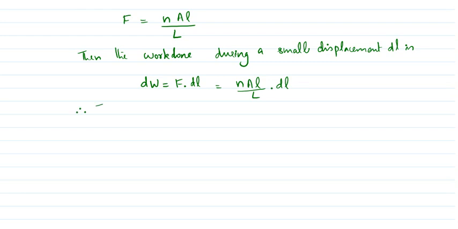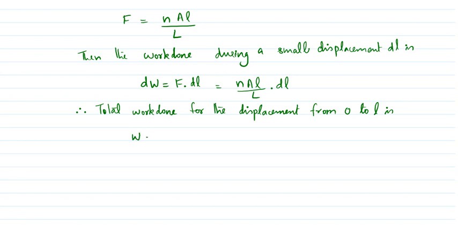Now we will find out the total work done for the displacement from 0 to L, is W equal to integration of dW with the limit 0 to L, and we will write integral 0 to L F into dl, and it will be 0 to L n A l divided by capital L into dl, where n, A and L are all constants, so we can take them outside.